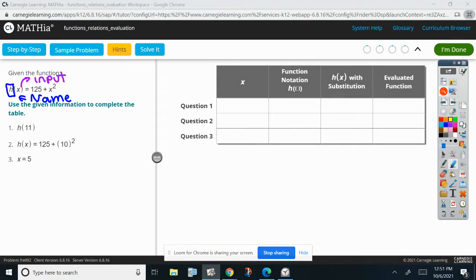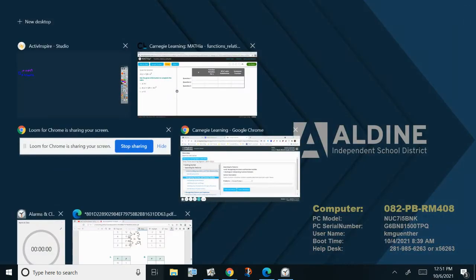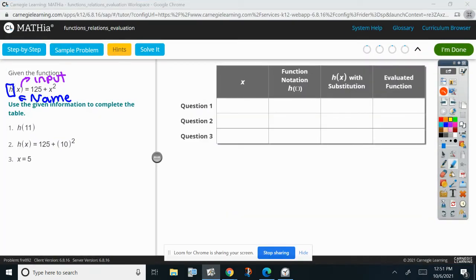It gives me for row 1 that h of 11 is my function notation. So for rule h, I have an input of 11. My input was 11, because this x is asking what your input is.